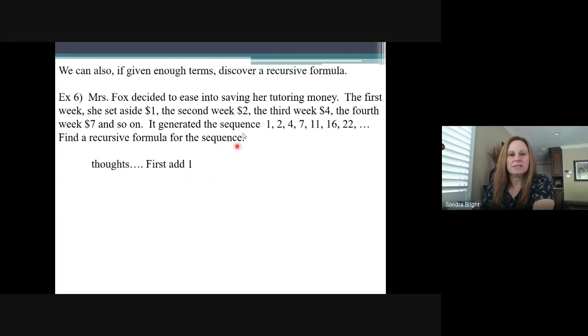So here are my thoughts. On the first one, from 1, we added 1. But for 2 to get to 4, I added 2. Then from 4 to 7, I added 3, and then I added 4, and then I added 5, and then I added 6. So your first term is 1, and then your nth term would be the term right before it, plus n minus 1.